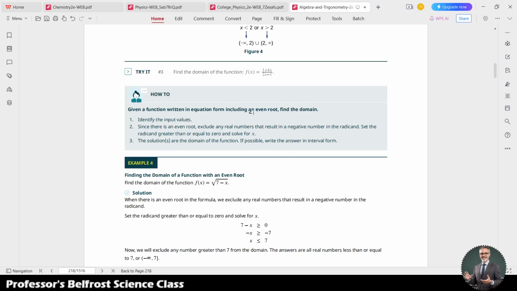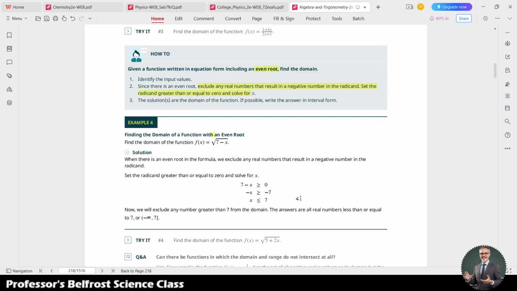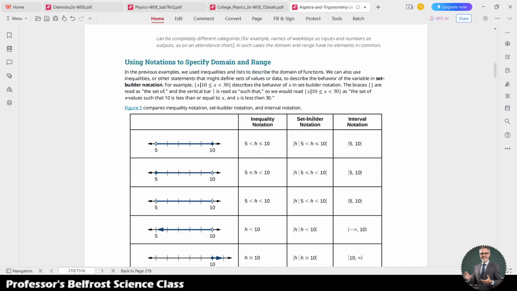How about if we have an even root like this? We need to make sure to exclude any real numbers that result in a negative number. It means that the radicand, in this case 7 minus x, is greater than or equal to 0, and x is less than or equal to 7. So this is the solution, as shown.